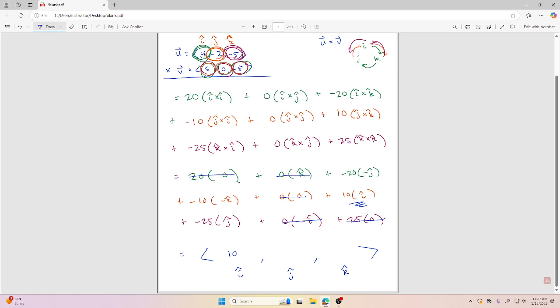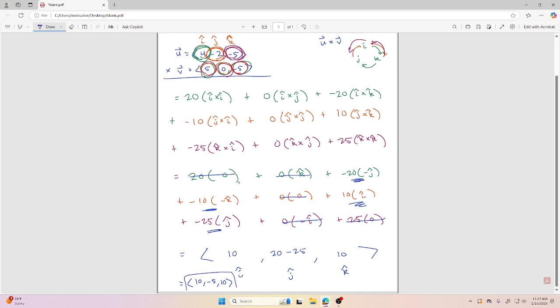What about J's? Positive 20. And then -25, which will make a -5. Very good. Yep. And then finally the K's. Yep, just a 10. You got it. So final answer, I'm going to have to write it down tiny here. 10, -5, 10. There's my cross product.